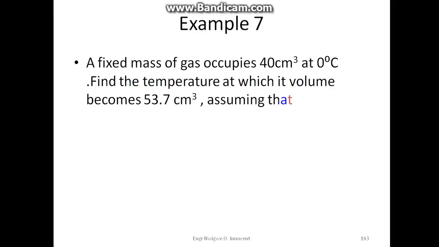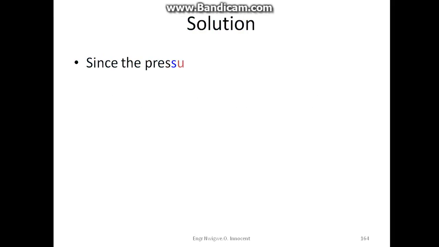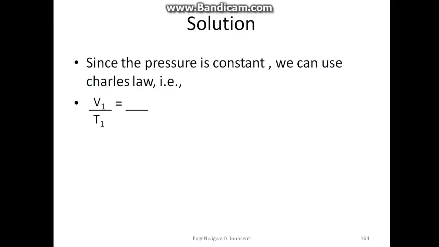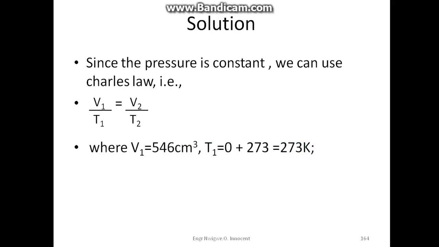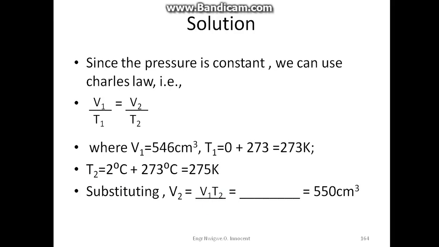Example 7. A fixed mass of gas occupies 40 cm cubed at 0 degrees Celsius. Find the temperature at which its volume becomes 53.7 cm cubed, assuming that its pressure remains constant. Since the pressure is constant, we can use Charles' law, that is V1 over T1 equals V2 over T2, where V1 is equal to 546 cm cubed, T1 is equal to 0 plus 273, which will give us 273 Kelvin. T2 is equal to 2 plus 273 Kelvin, which will give us 275 Kelvin. Substituting the values, making V2 the subject of the formula, we have V1 T2 all over T1, which is equal to 546 times 275 divided by 273, which will give us 550 cm cubed.